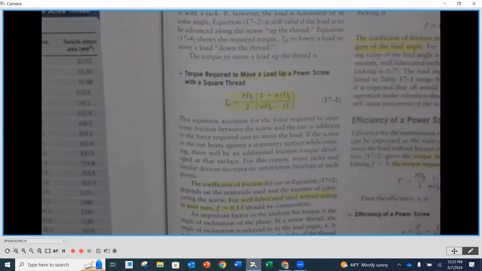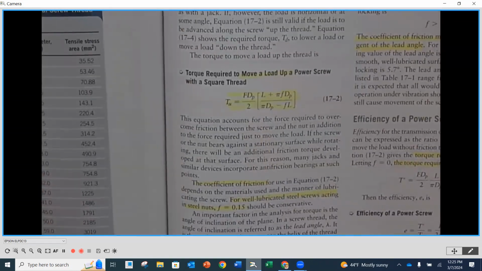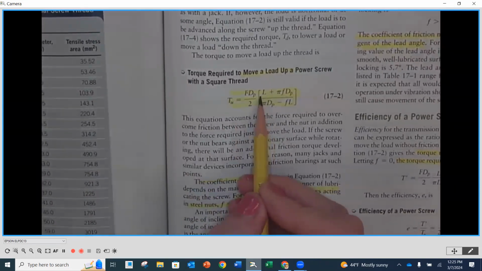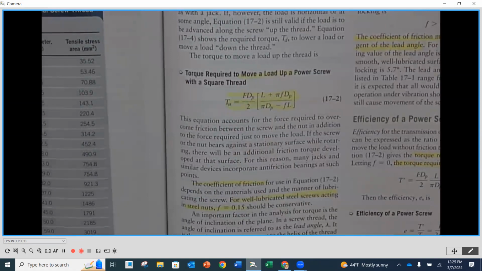Now the variables that you see here: capital F is the force that we need to move, or the load. In our case, the entire hatch is 25,000 pounds, but because we're dividing it in two, one of those lead screws is going to see 12,500 pounds. That would be the force we're trying to move. D sub P is the pitch diameter of the lead screw that you chose. Capital L is called the lead. Lead is how far this lead screw is going to move in one revolution.